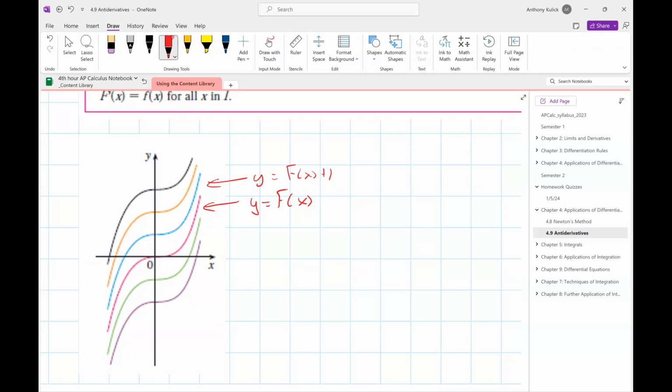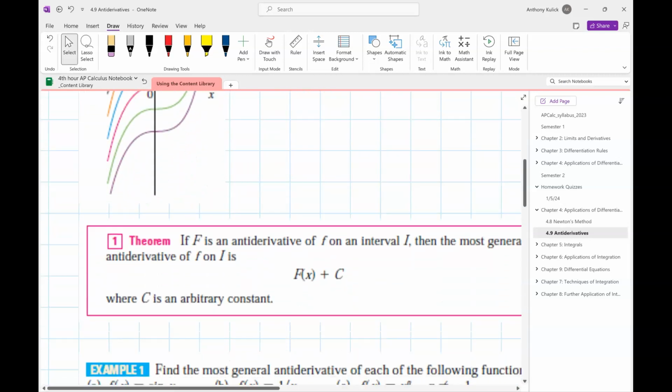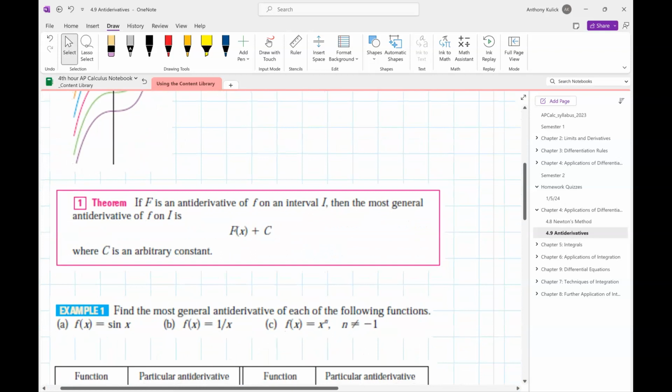That's the plus c part, yeah. So that's where we're heading. So we say if cap F is the antiderivative of little f on the interval I, then the most general antiderivative of little f is of the form F of x plus c, where c is just some arbitrary constant.